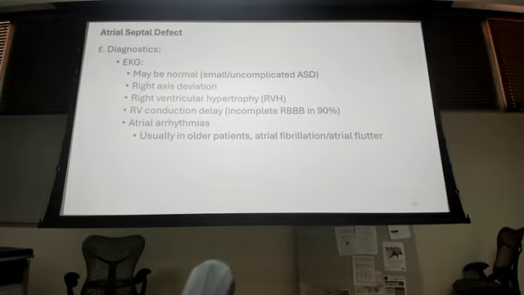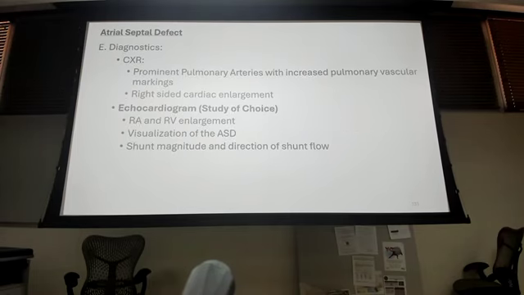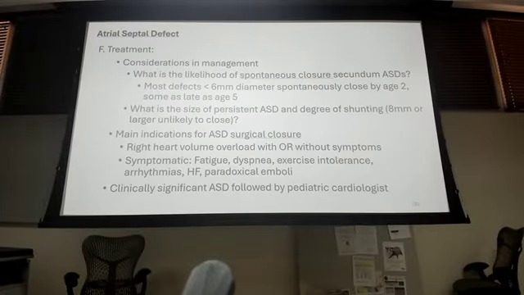EKG may be normal, may have some compensatory changes on it, like right axis deviation or right ventricular hypertrophy. Chest X-ray may be normal. You may have prominent pulmonary arteries depending on how much volume is coming through. Echo is going to be your test of choice because you're going to see that defect and you're going to know the degree of shunting and all the other secondary effects of having that shunt there. So echo is going to be your study of choice if you suspect an atrial septal defect.